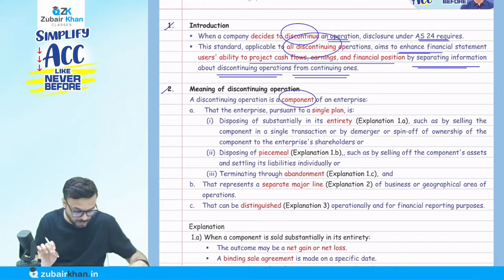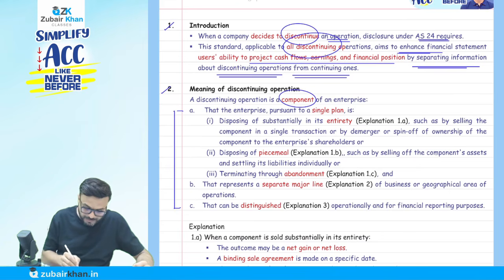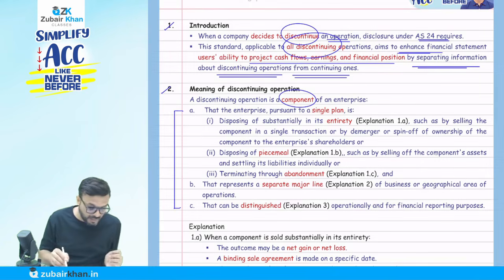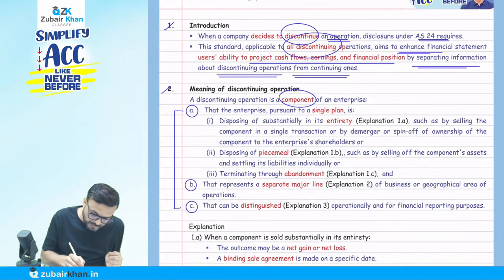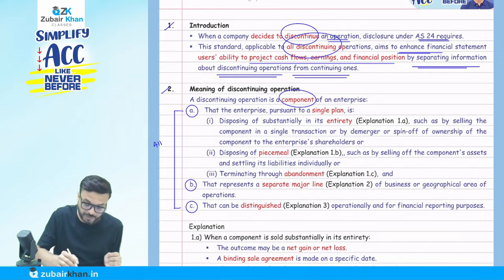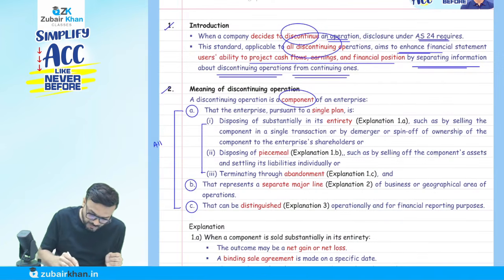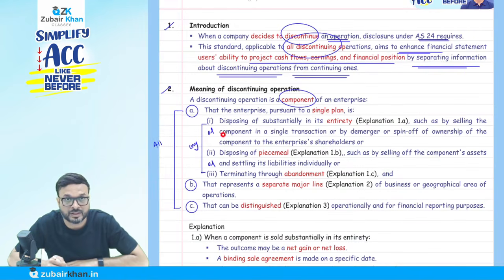Now understand this one. Here is the definition of what a discontinuing operation is. How many points do we have? We have 3 points, A, B, and C. All of these A, B, and C should be satisfied to call it a discontinuing operation. But in point number A, there are 3 points, and any one of those needs to be satisfied, as there is an 'or' between them. So I am repeating, let us look at this definition of discontinuing operation.